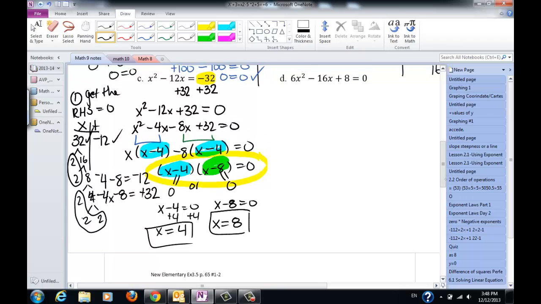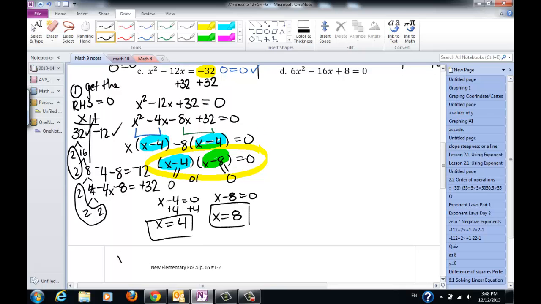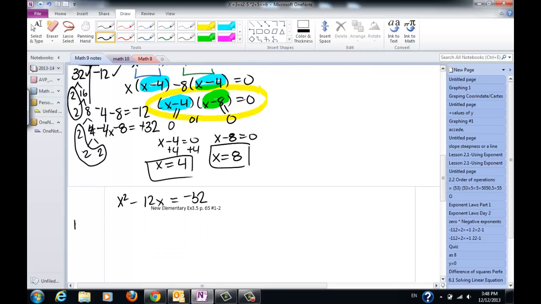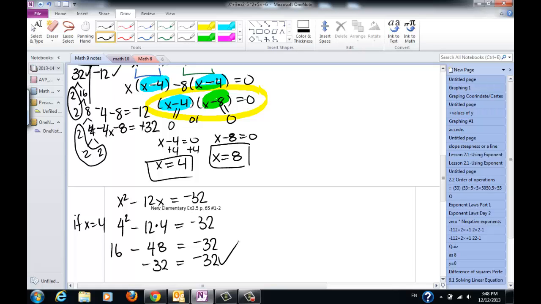Now, this one's a little bit different. If I go back to my original, maybe we'll just do this. X squared minus 12x is equal to negative 32. If x equals 4, I have 4 squared minus 12 times 4 is equal to negative 32. I have 16 minus 48 is equal to negative 32. Negative 32 is equal to negative 32. So my answer for x equals 4 was correct.